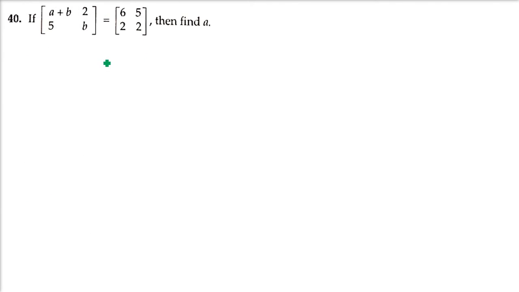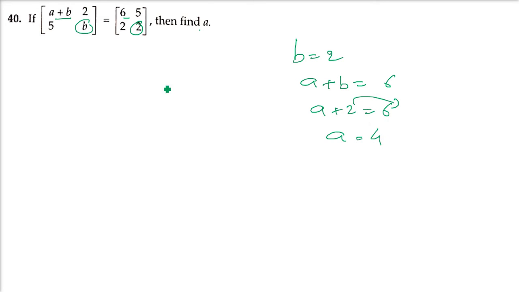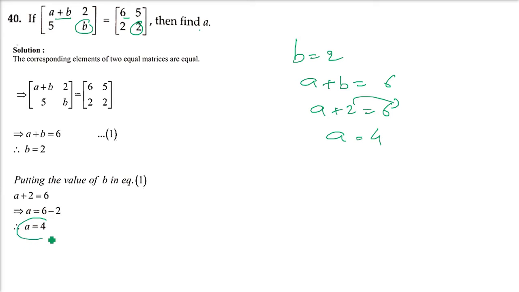Okay. Since b is already given 2 here, just put b equals 2. A plus b equals 6. When you have a plus b equals 6, b is 2. So a plus 2 equals 6. A will be equal to 6 minus 2, 4. A is 4. This is a equals 4.